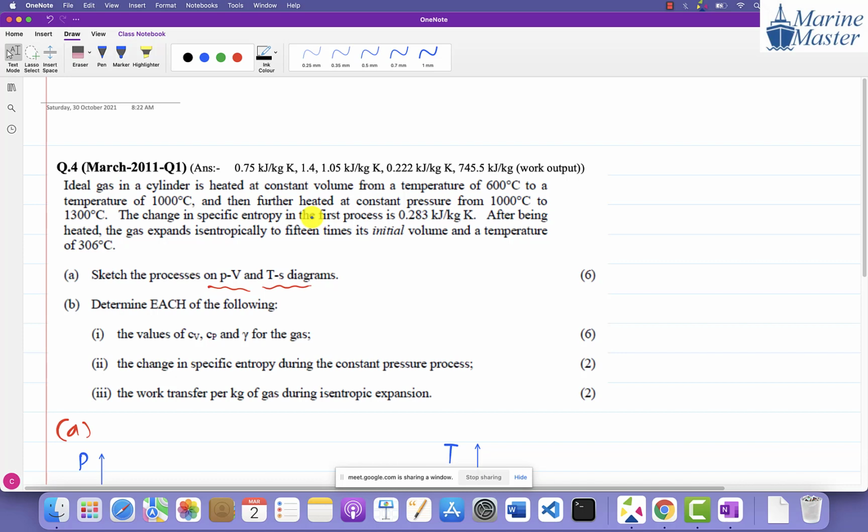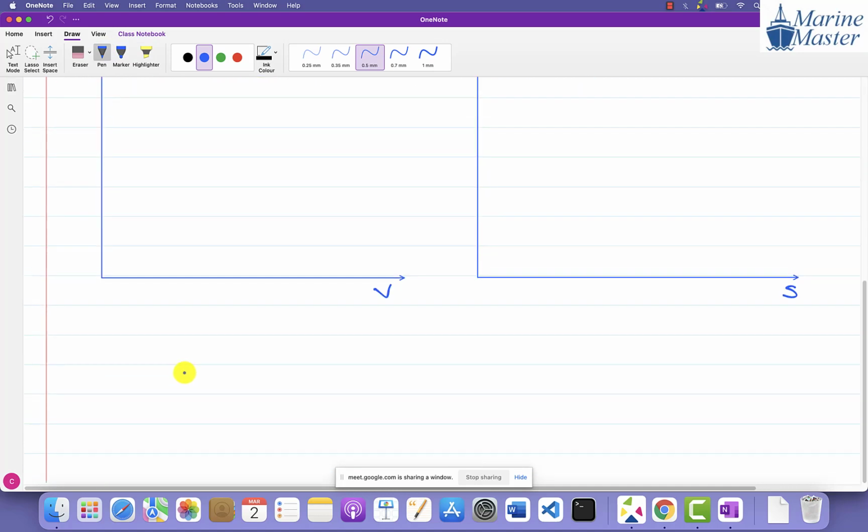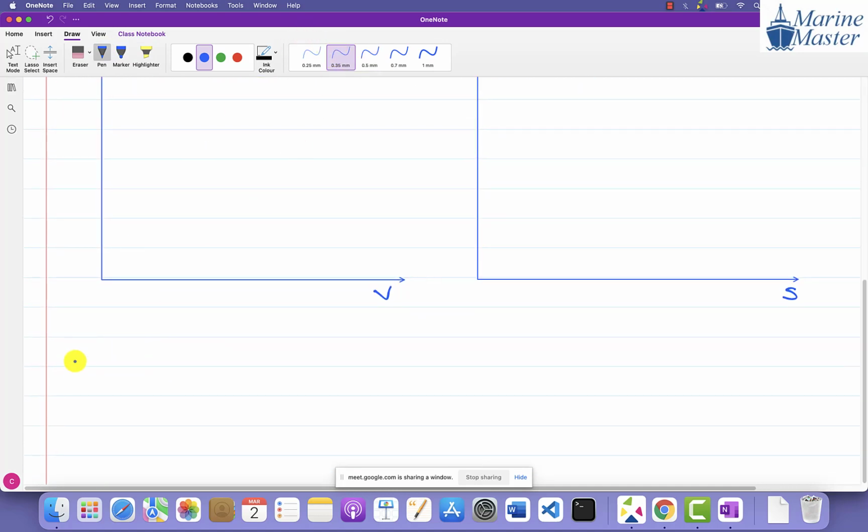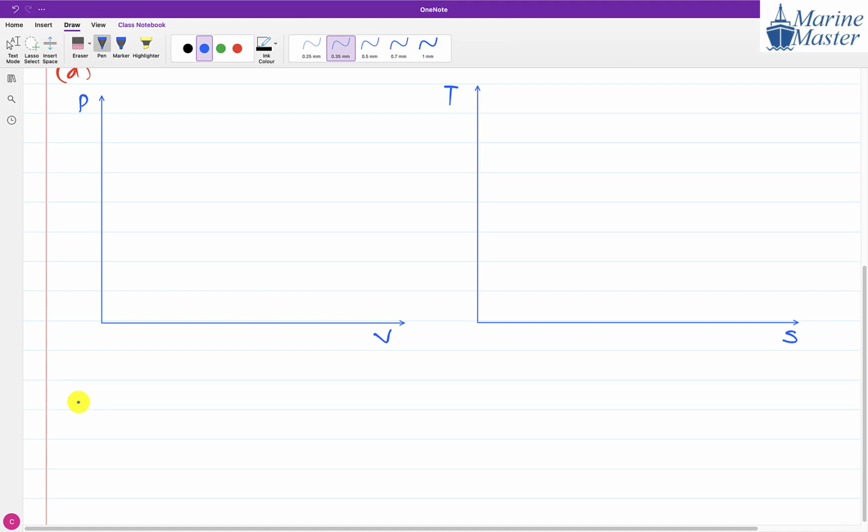Here, an ideal gas in a cylinder is heated at a constant volume. See what is happening here: initially it is heated at a constant volume. So what is the first process here? Process 1 to 2 will be constant volume heat addition.